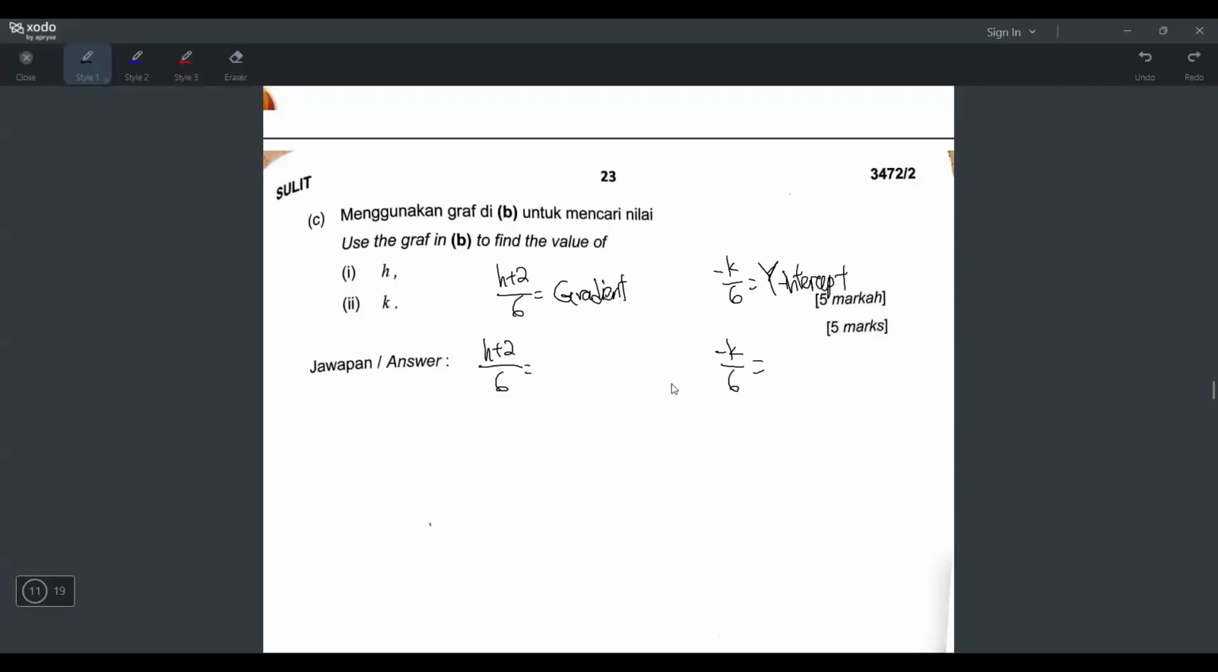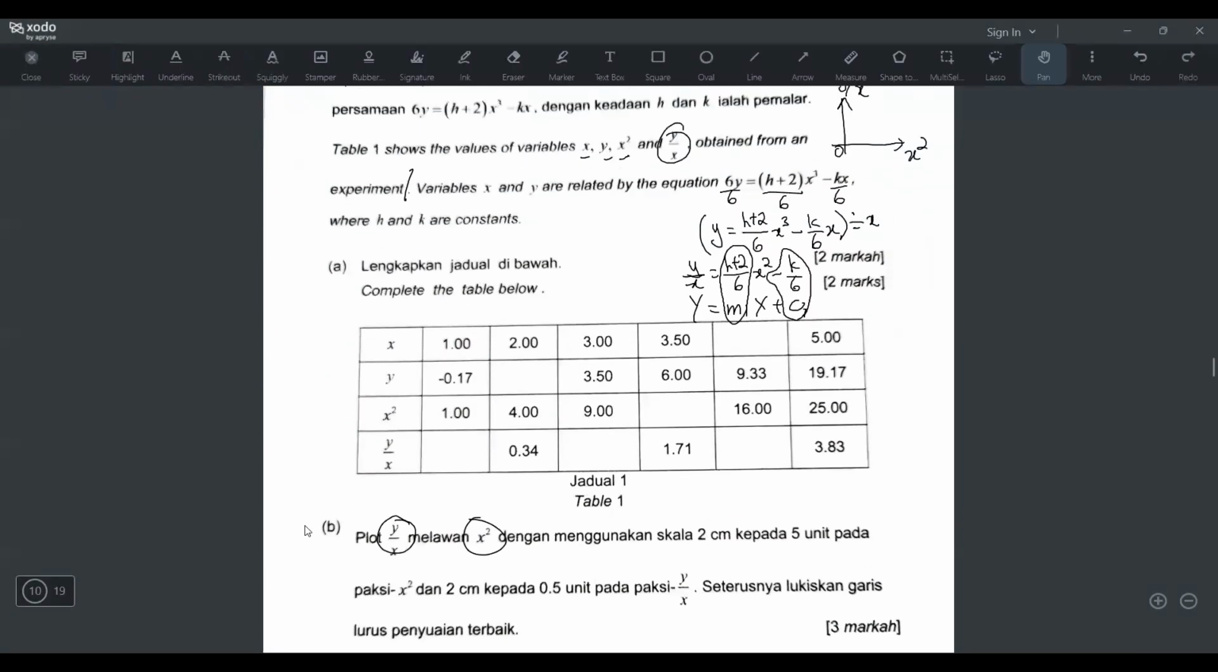So later, after you draw your graph, you have to find your gradient and y-intercept from the graph to substitute inside here, and then times 6 minus 2, then you get your h. And then this one is times 6, and then change the sign because you move the negative, right? But for now, I need to draw the graph, right? Or no, do the table first. Yeah, do the table first, right?